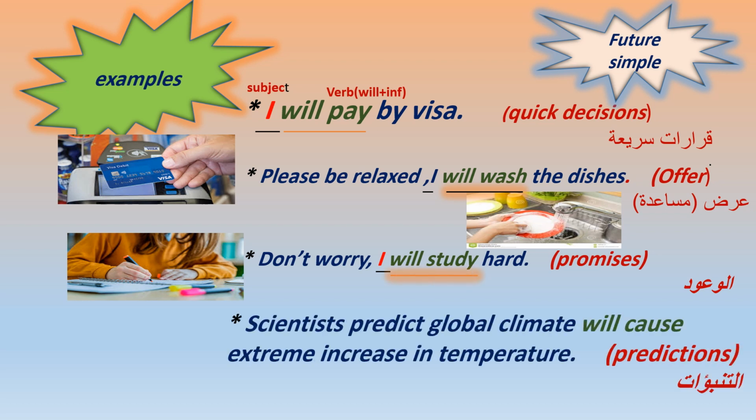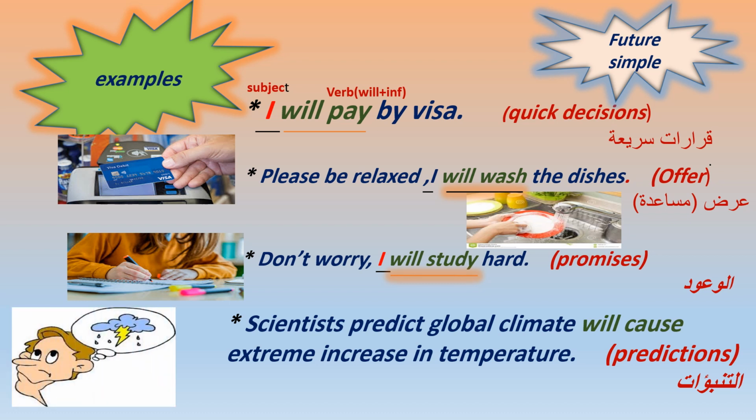Yes, look at the example. Scientists predict global climate will cause extreme increase in temperature. العلماء يتوقعوا أو يتنبؤوا بأن المناخ العالمي سوف يسبب ازدياد كبير على درجات الحرارة. This is a prediction. هذا تنبؤ. بالتالي حنستخدم في حالة التنبؤ will plus the infinitive.